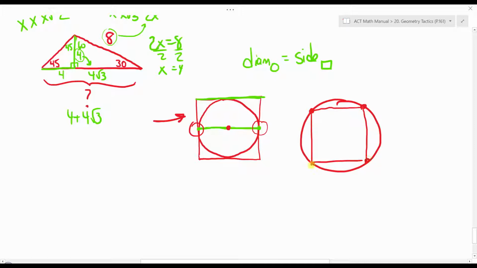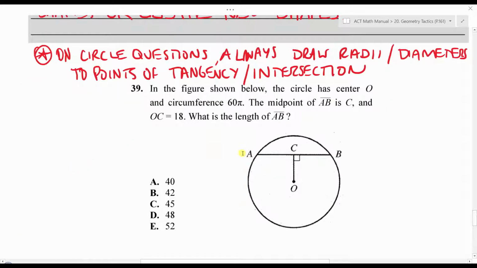You see that there are 4 points of tangency or intersection, there, and there. And what you would want to do is draw a radius to there and a radius to there. And now what you have identified is that the diagonal of the square is equal to the diameter of the circle. So on number 39, we're going to apply geometry tactic number 4 in this way.